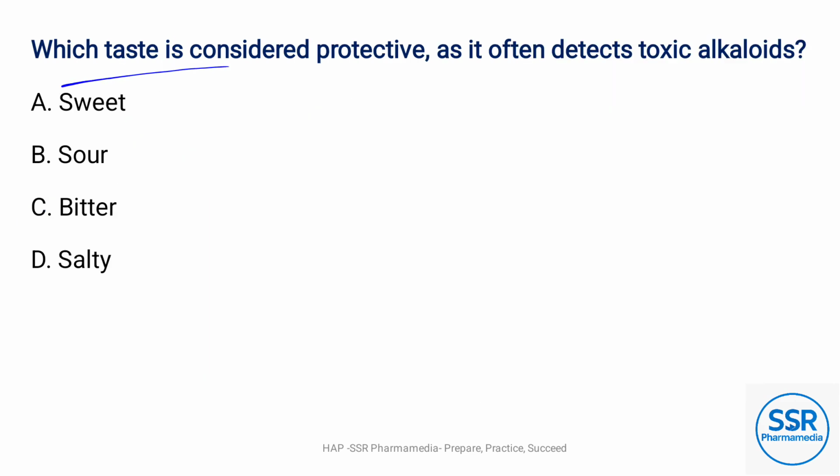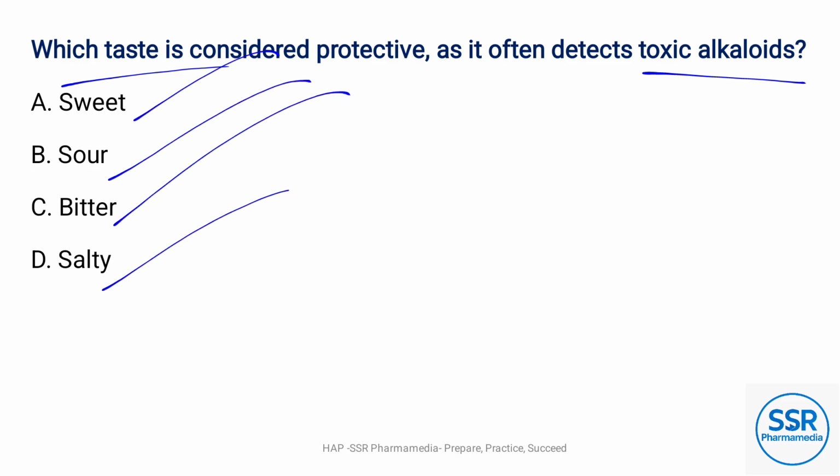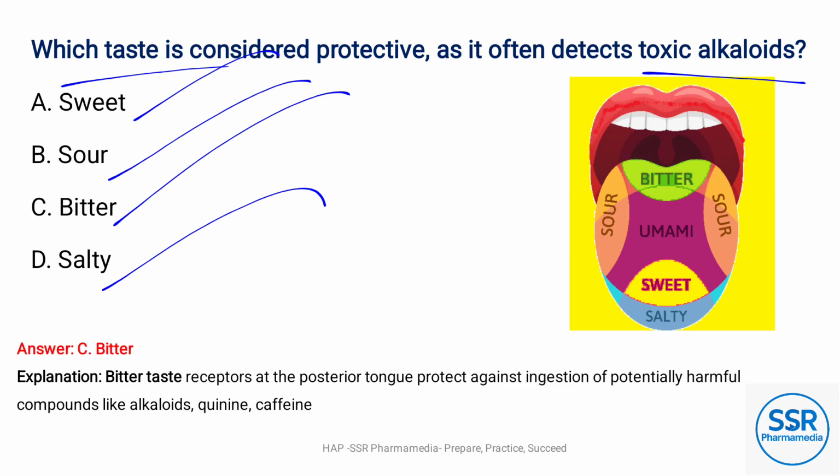Which taste is considered protective as it often detects toxic alkaloids? Option A, sweet, option B, sour, option C, bitter, option D, salty. So the answer is option C, bitter. The bitter taste receptors at the posterior tongue protect against ingestion of potentially harmful compounds like alkaloids, quinine and caffeine.